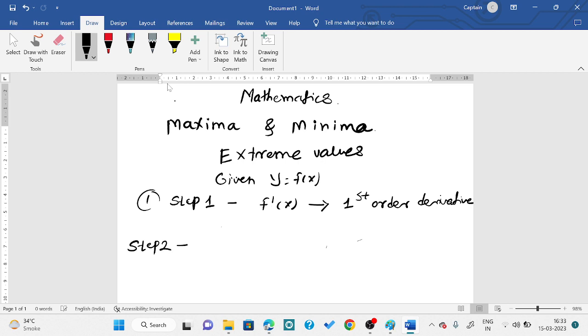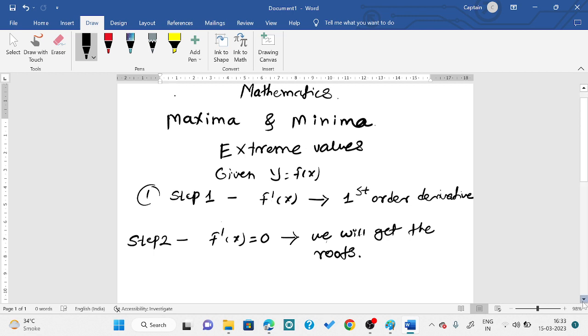What should be our step 2? In step 2, put f dash of x equal to 0. While putting this equal to 0, we will get the roots. Roots mean the solutions of the given function. So basically we can get two or three values of x. Here we are finding the values of x.